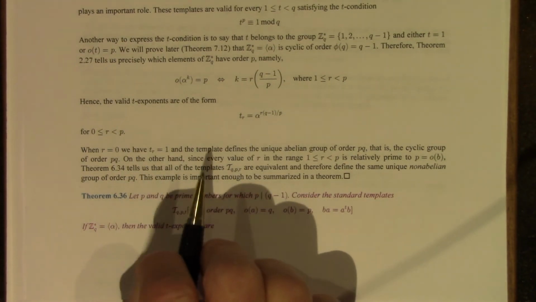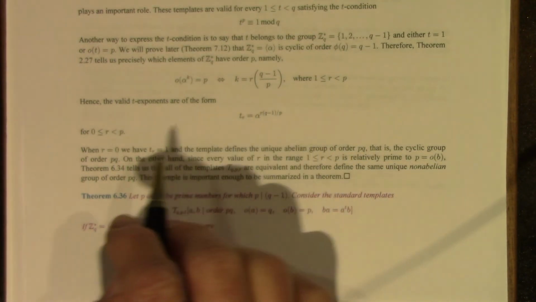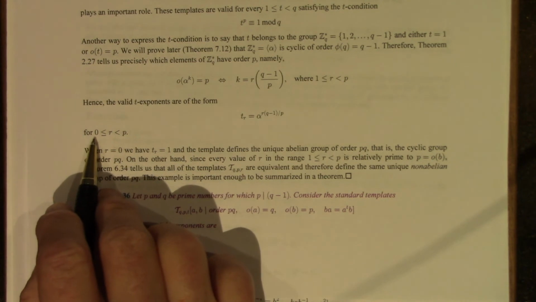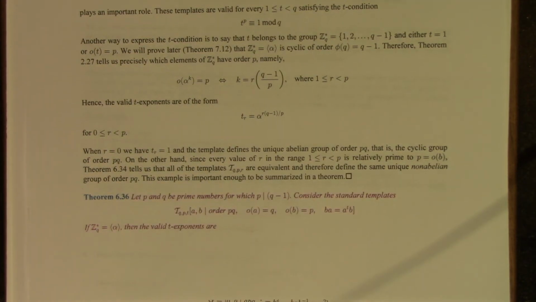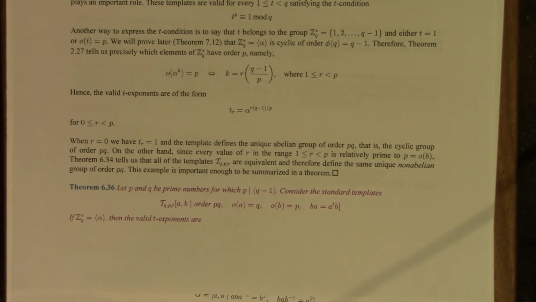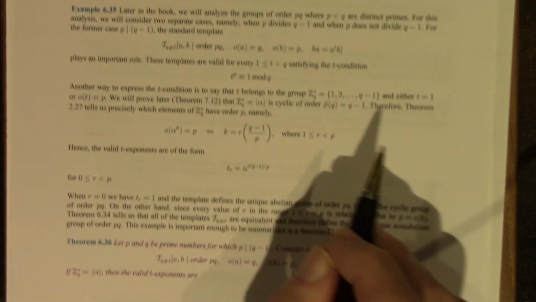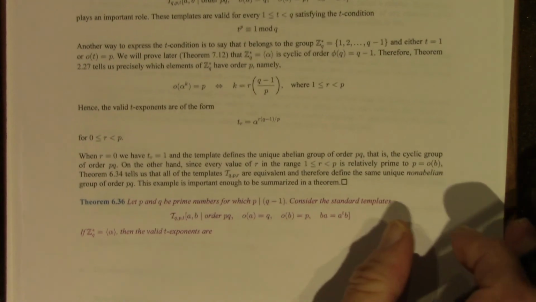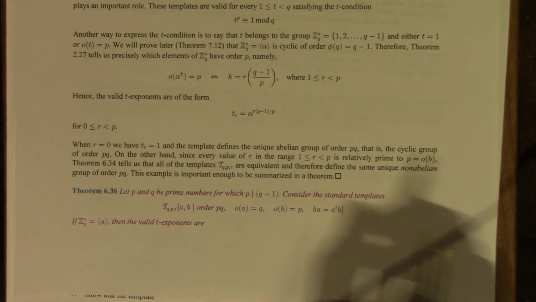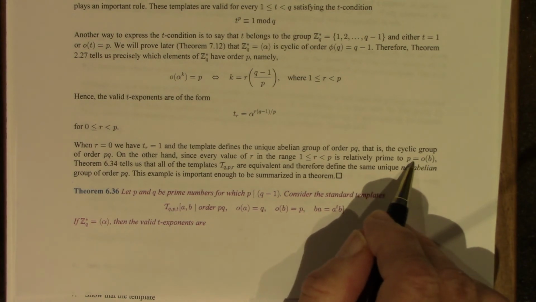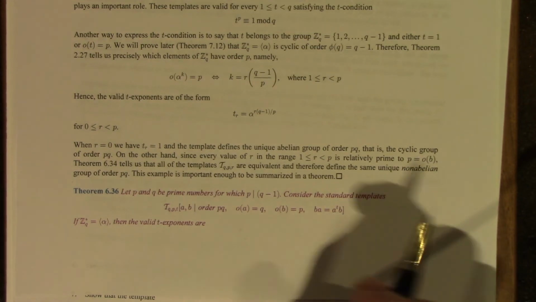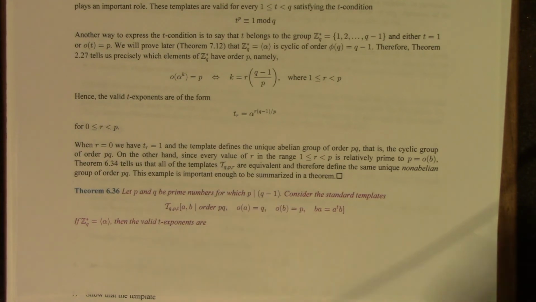Well, I should have said, R ranges from 0 to P minus 1. When R is 0, T sub R is 1, and so the template defines a unique abelian group of order PQ. And that is, in fact, the cyclic group of order PQ. We used this argument earlier. I think the orders were 3 and 4. The product here, AB, has order PQ, so it's cyclic. On the other hand, since every value of R in the other range is relatively prime to the order of B, the previous theorem tells us that all of these templates are equivalent. And so they all define the same unique non-abelian group of order PQ.